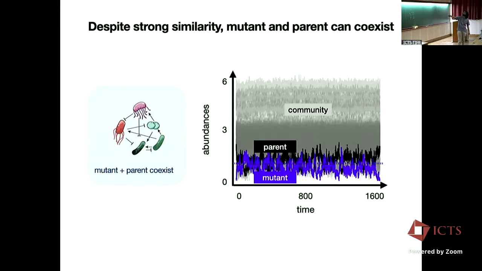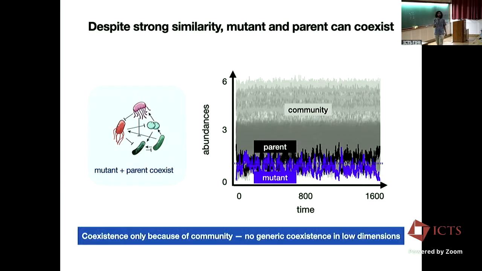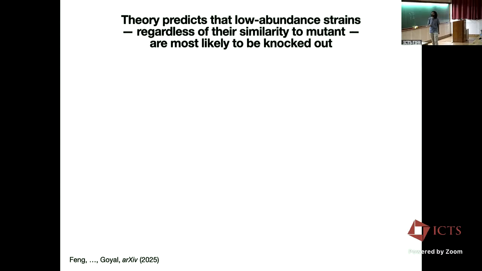The blue over here is the mutant, the black over here is the parent, and the grays over here are many of the different members of the community, just highlighted for you to see. You can observe that there's a long time for which this parent and mutant can coexist, but eventually, if you wait long enough, one of them will of course go extinct. And so this coexistence, however transient it might be, can only happen because of the community. There's no generic coexistence that you would expect with just the parent and the mutant.